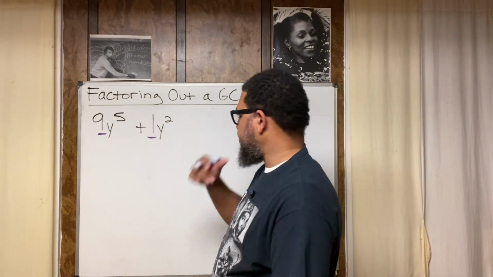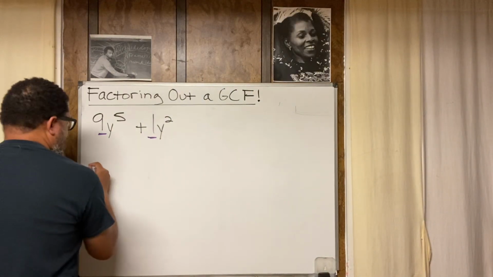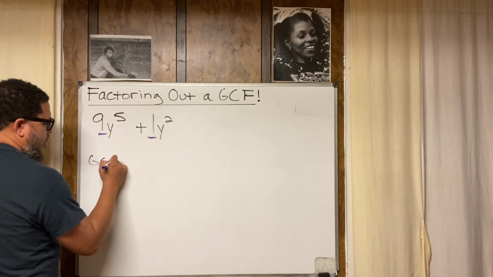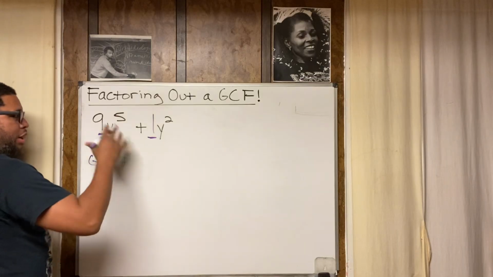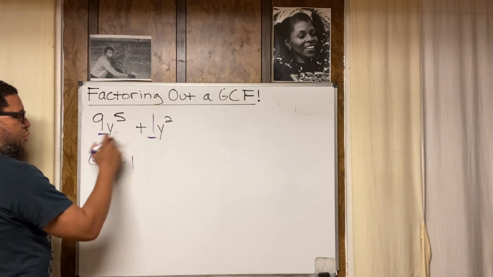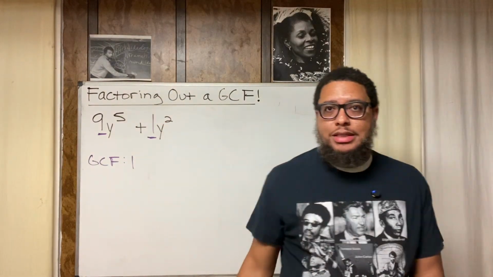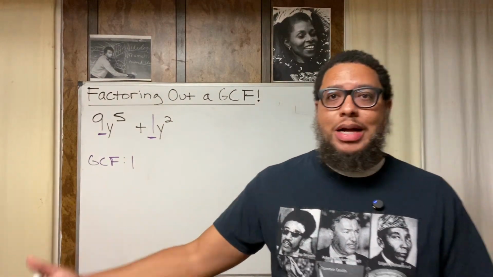All right, so look. What I also like to do is this. When I'm doing problems like this, I like to just write the GCF off to the side somewhere. So I know part of the GCF is going to have a 1 in it, right? Because that's the GCF of my coefficients. Then I look at the variables. I got a y to the fifth and a y to the second.